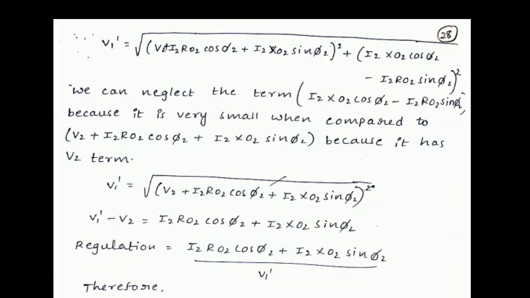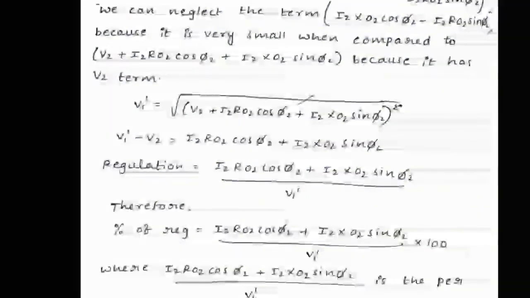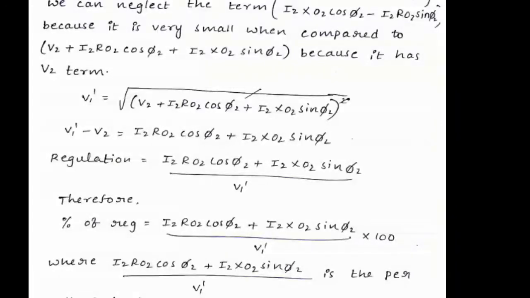Here also the square and root will cancel. Then if you bring V2 to the left-hand side, V1 dash minus V2 is equal to I2 R02 cos phi 2 plus I2 X02 sin phi 2. Therefore, we know the regulation is what remains, that is, I2 R02 cos phi 2 plus I2 X02 sin phi 2.